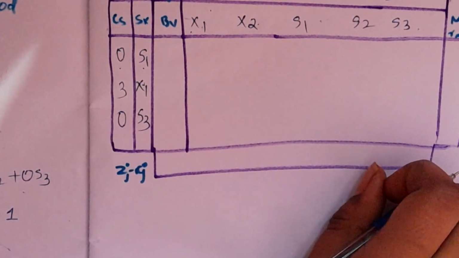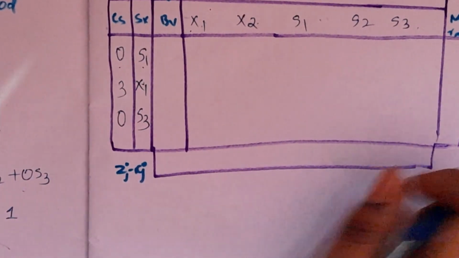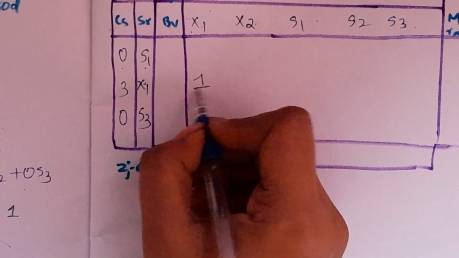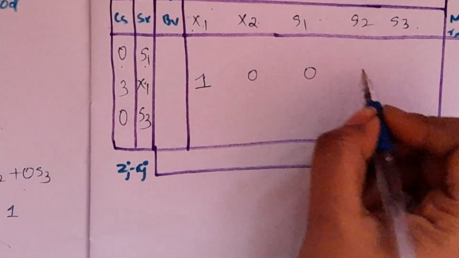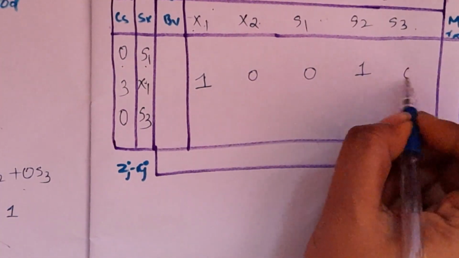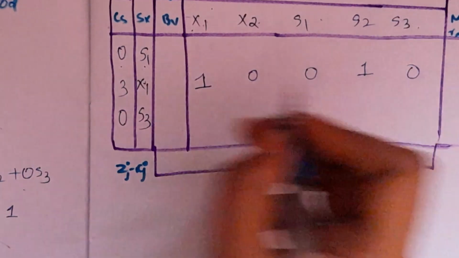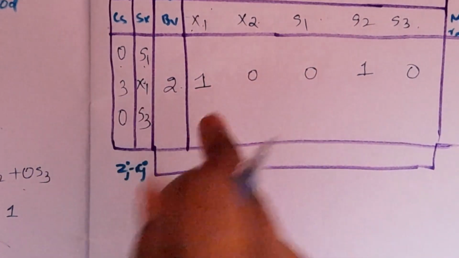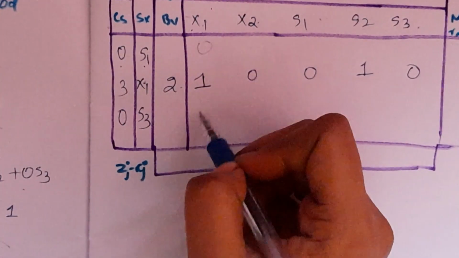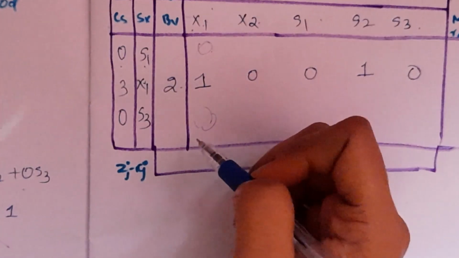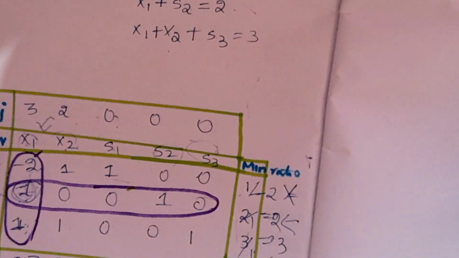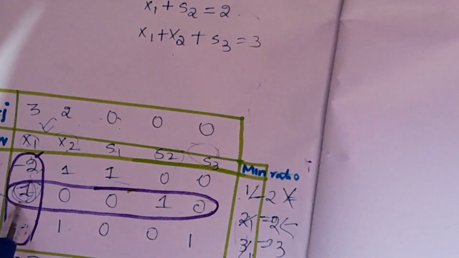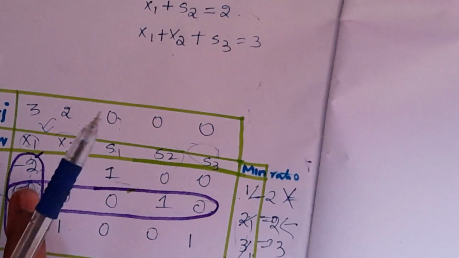Now here we will write this row: 1 0 0 1 0, and 2. Here these elements should be 0. How do we make them 0? Here we have to subtract 2. So by doing some row reduction, we will get 1 here.